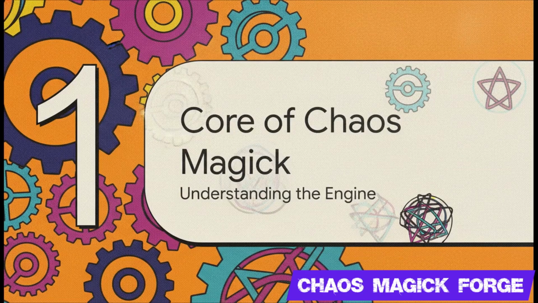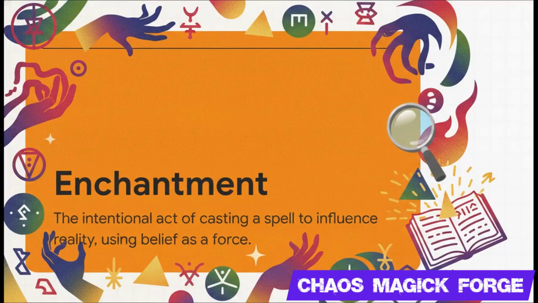adept. So moving right into section 1, the core of chaos magic, understanding the engine. Let's start with the defining concept from our source material. In chaos magic, an enchantment is just the pragmatic, intentional act of casting a spell to influence reality. But notice what's completely missing here: dogma.